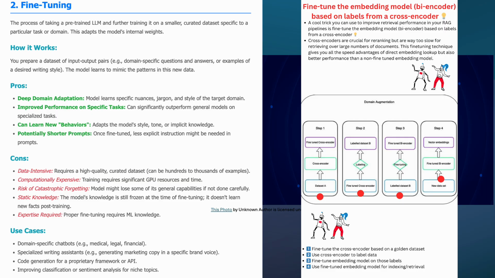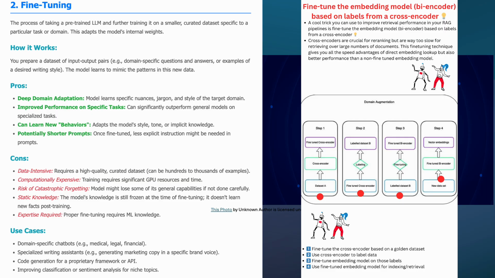It's data intensive. You need a high quality, curated data set, which can range from hundreds to thousands of examples. The training process itself is computationally expensive, requiring significant GPU resources and time. There's also a risk of catastrophic forgetting, where the model might lose some of its general capabilities if the fine-tuning isn't done carefully. A crucial point is that the model's knowledge is still static. It's frozen at the time of fine-tuning and doesn't learn new facts afterwards without retraining. And finally, proper fine-tuning typically requires machine learning expertise.